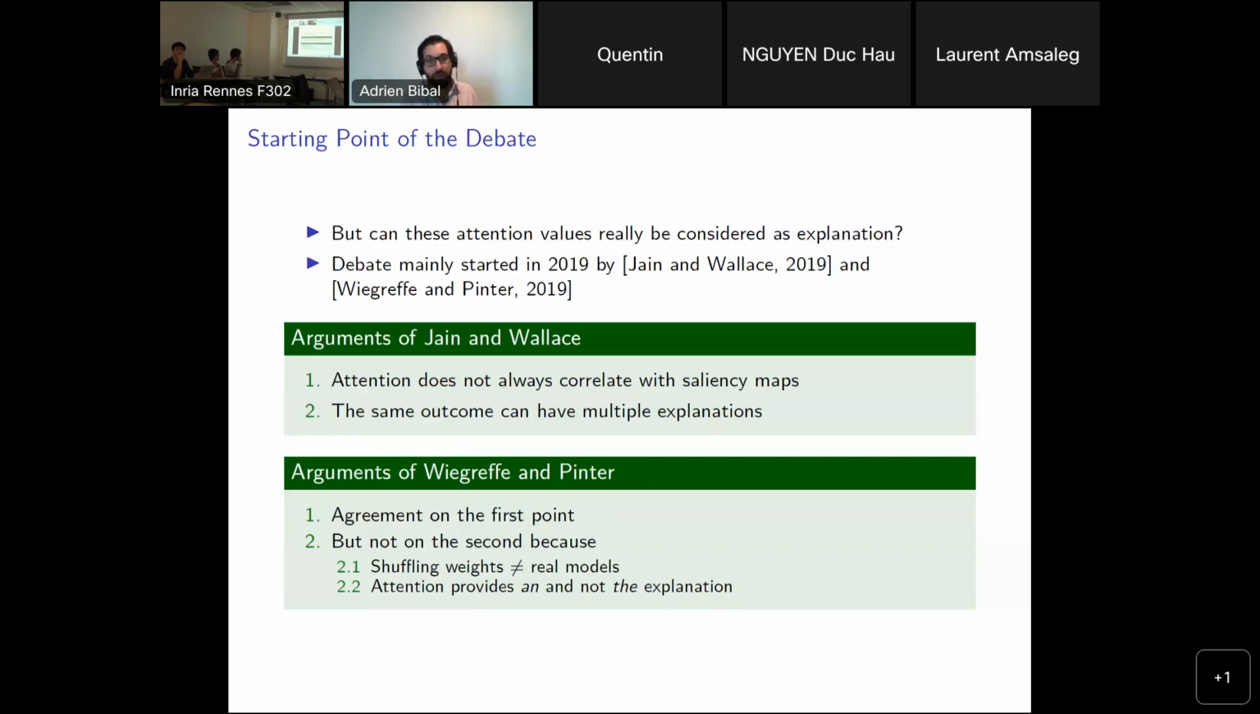So from this paper, there were different papers, but mostly one other one, which is the one from Wigriff and Painter, which responded to these two arguments. So for the first argument, they agreed with the fact that attention does not correlate with that saliency map, and that is an issue. But on the second point, they had two counter arguments.